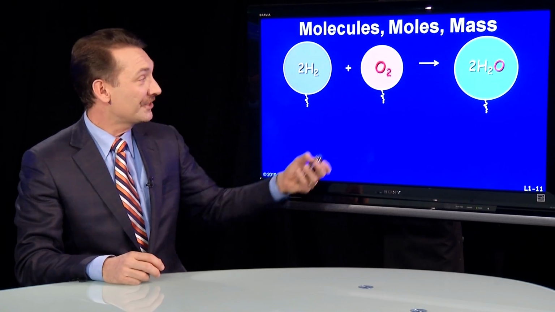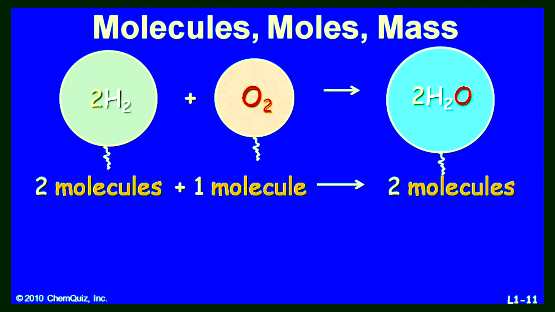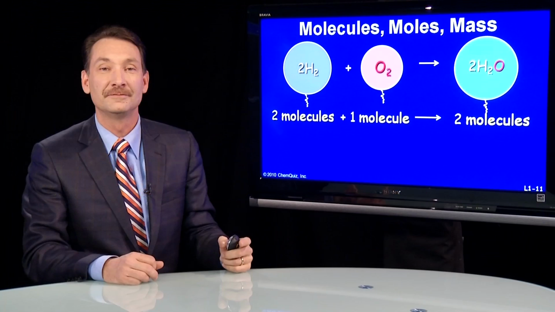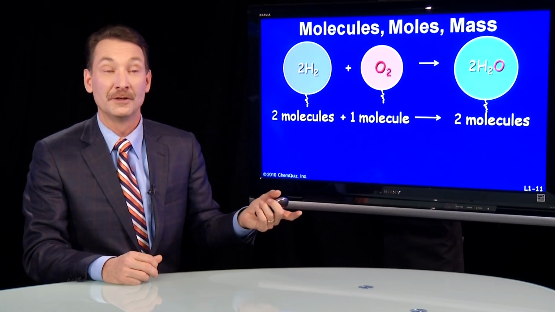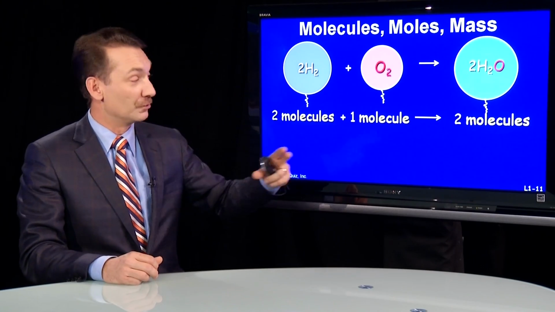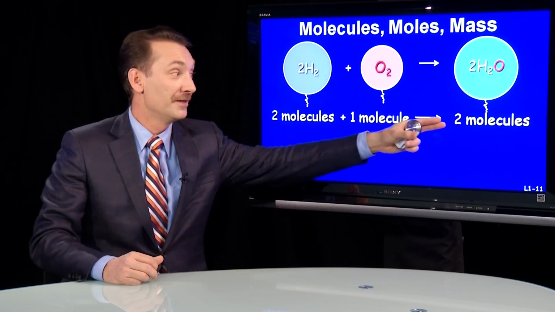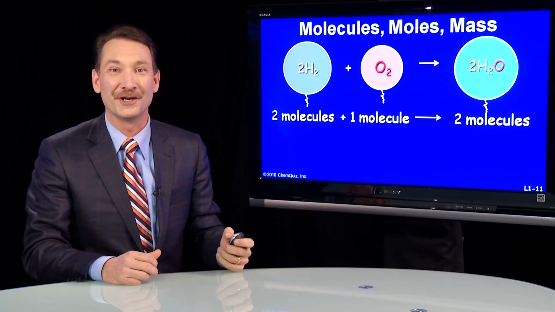For this chemical reaction, 2 molecules of hydrogen react with 1 molecule of oxygen to give me 2 molecules of water. But any multiple of that number of molecules would work too, like 2 dozen molecules with 1 dozen molecules to give me 2 dozen molecules of water.